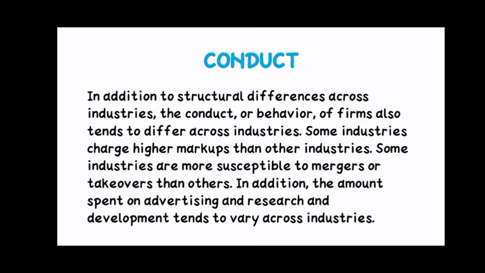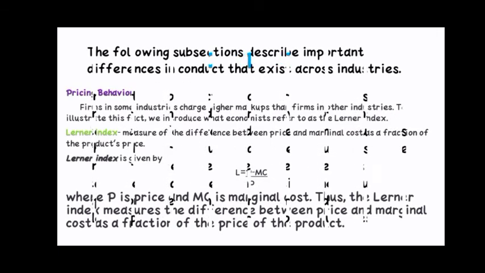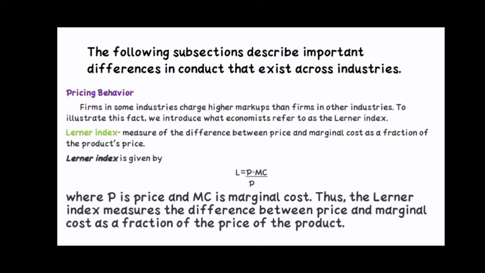Conduct. In addition to structural differences across industries, the conduct or behavior of firms also tends to differ across industries. Some industries charge higher markups than other industries. Some industries are more susceptible to mergers or takeovers than others. In addition, the amount spent on advertising and research and development tends to vary across industries. The following subsections describe important differences in conduct that exist across industries.